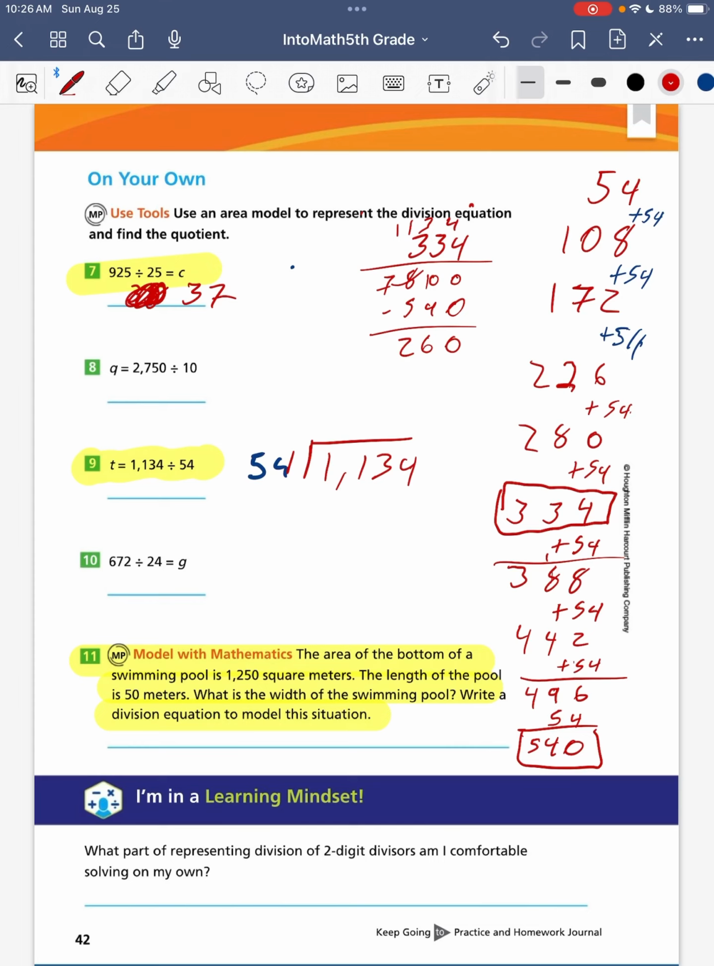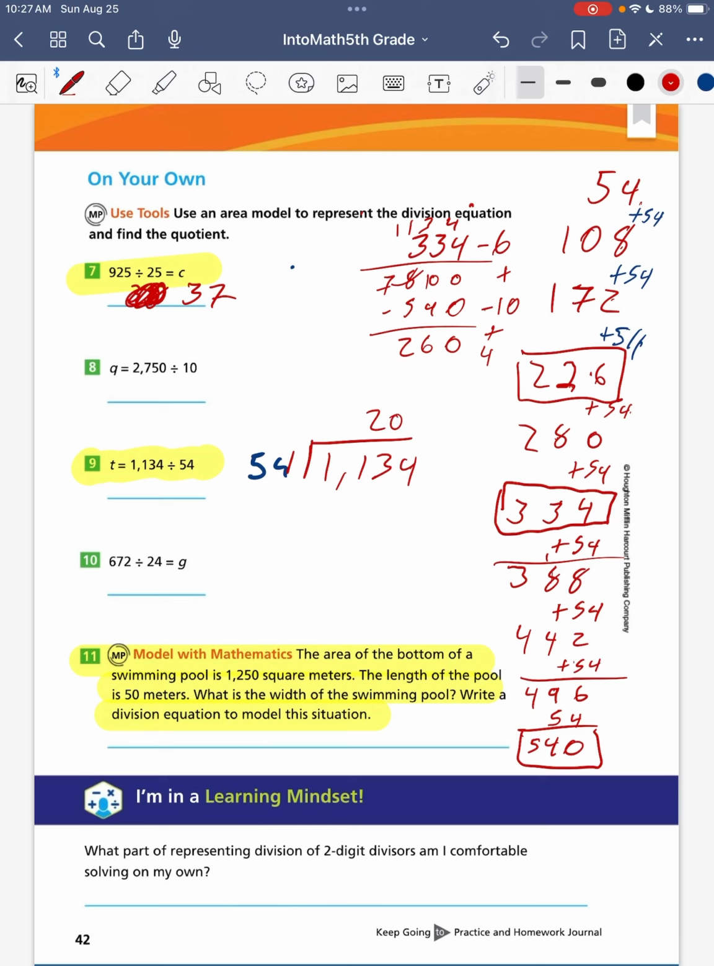1134 divided by 54, but I know, based on my partials here, 334 was the 6th multiple. 540 was the 10th, so I'm at 16 as my partial quotient, and closest I can get to 260 is 226, which is the fourth. So it's going to be approximately 20.